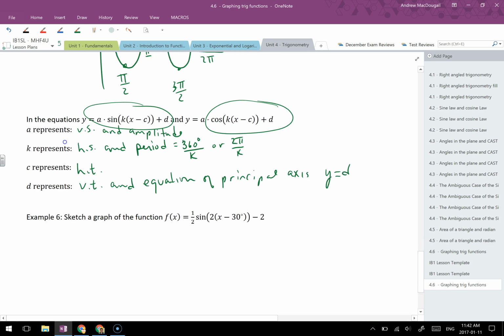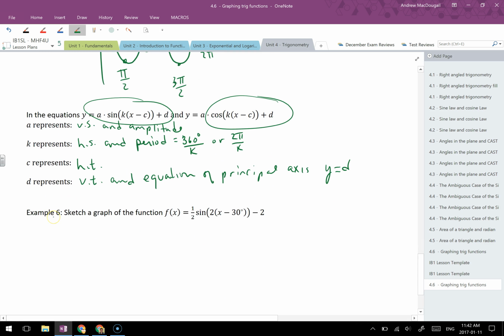So once that's done, try example 6, check it off of the posted version of these notes, and then try the homework. And we will review all of this next day.